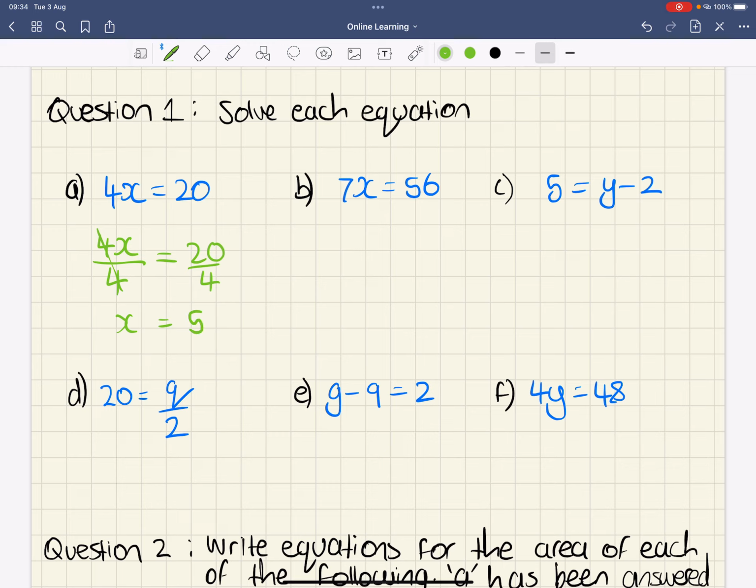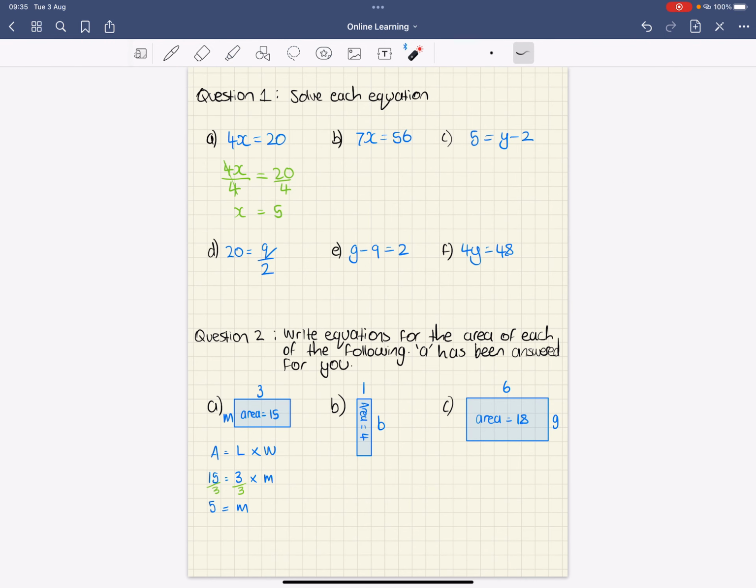And this answer makes sense because if I put 5 into where x is here, 4 times 5 does equal 20. So it makes sense.